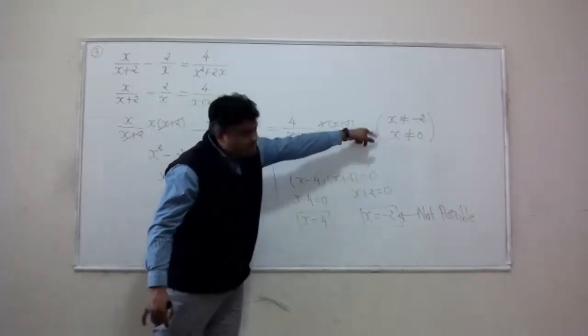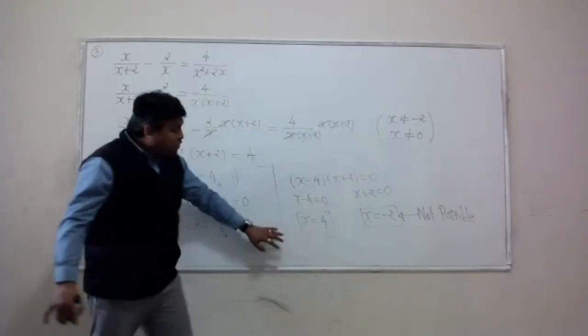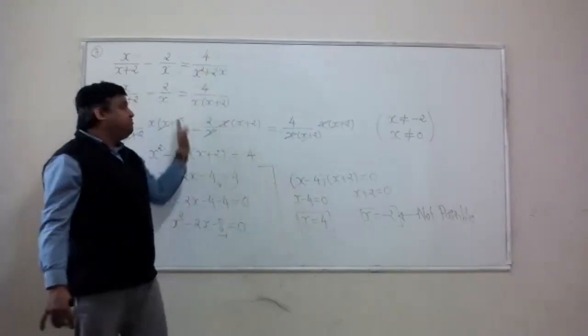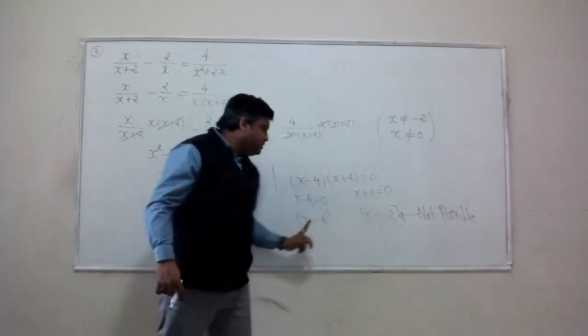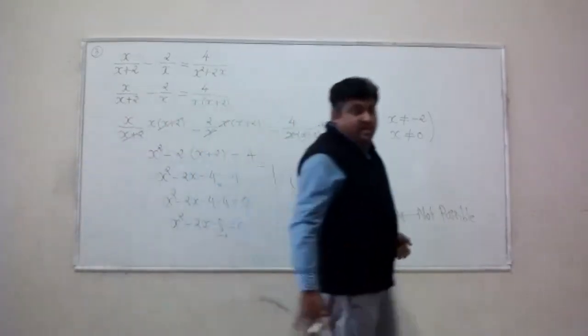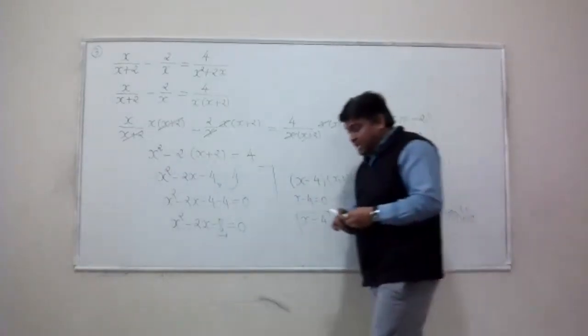x equal to 4 doesn't coincide with any of the restrictions that we have. So this is the legitimate solution. So this is one problem where you have one fake solution, one good solution. All right. So keep this example in mind. Very interesting problem. All right.